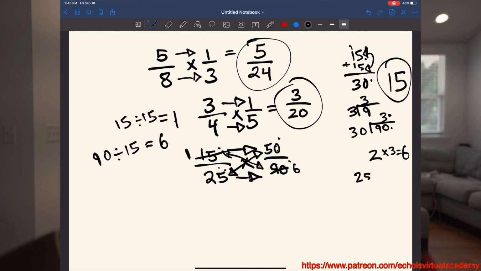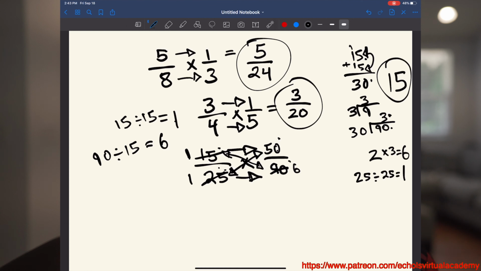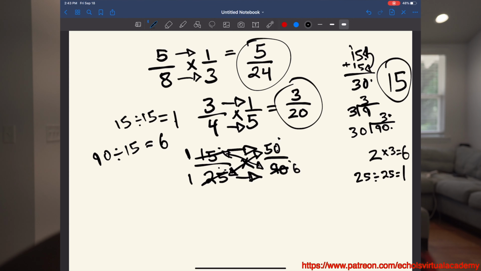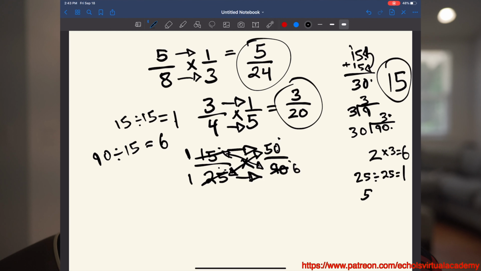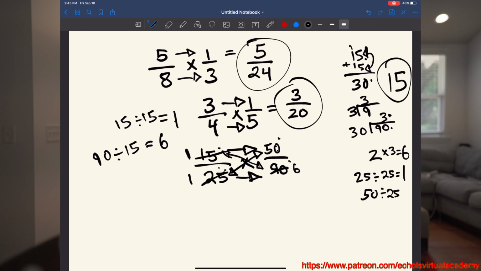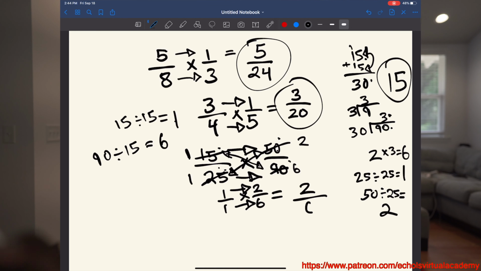So 25 divided by 25 gives you 1. So we can cross this 25 out and put a 1. And 50 divided by 25 gives you 2. So you can cross this out and put a 2. So then you're left with 1 over 1 times 2 over 6. Now you multiply the numerator by the numerator and the denominator by the denominator to get an answer of 2/6.